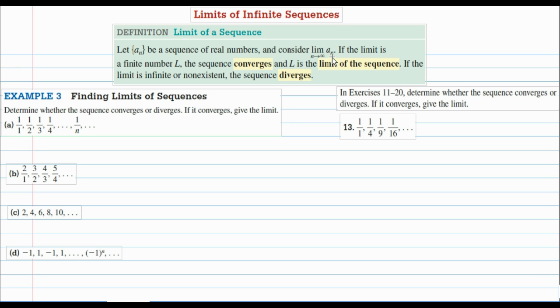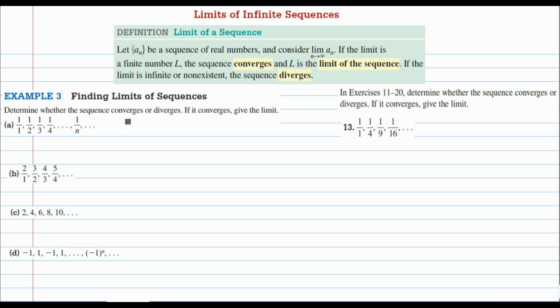So as you go on entry after entry after entry, if those values approach a number, the sequence converges. If the limit does not exist, the sequence then diverges. So for example 3, part A, we're supposed to determine whether the sequence converges or diverges, and if it converges, we're supposed to give the limit. Well, I'm going to look at this numerically first just to show you what I mean.